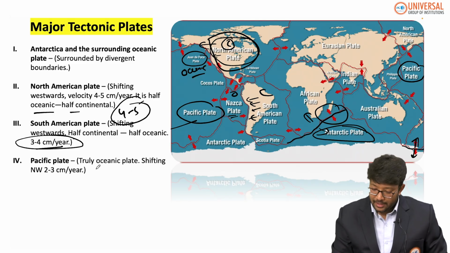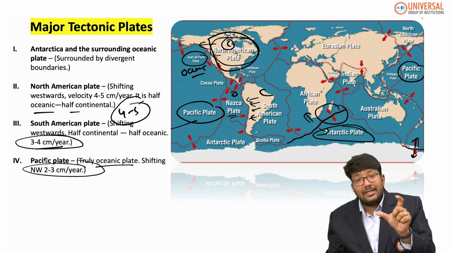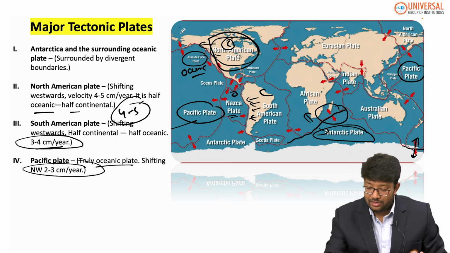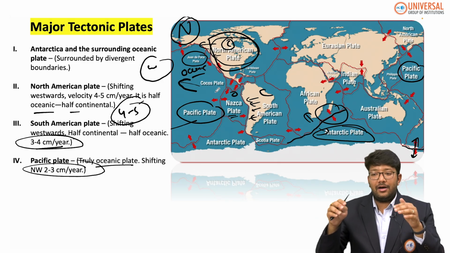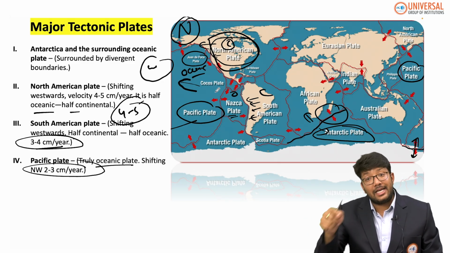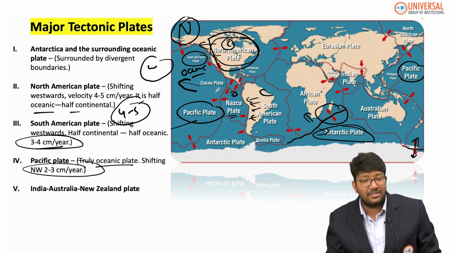Okay, remember that. And what is the rate of shifting? The Pacific plate is shifting in the northwest direction. This is north, this is our west. So again it is moving toward this direction. Okay, Pacific plate we are talking about. What is the rate? 2 to 3 centimeter per year. Why am I emphasizing centimeters? Because it has been asked in examinations, in prelims as well as in other examinations like UGC NET.